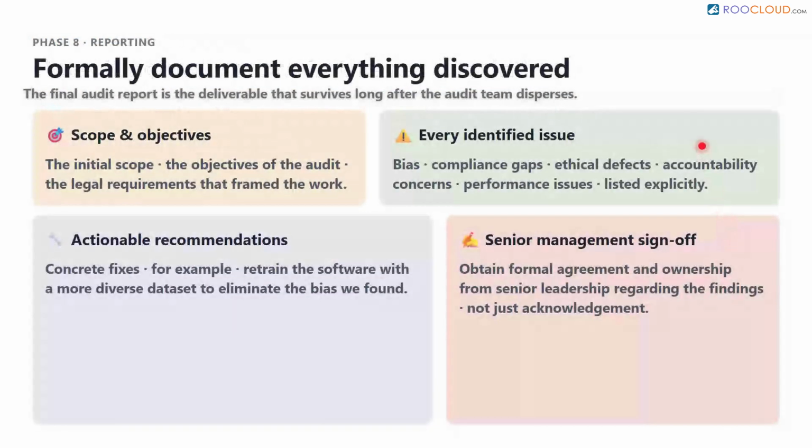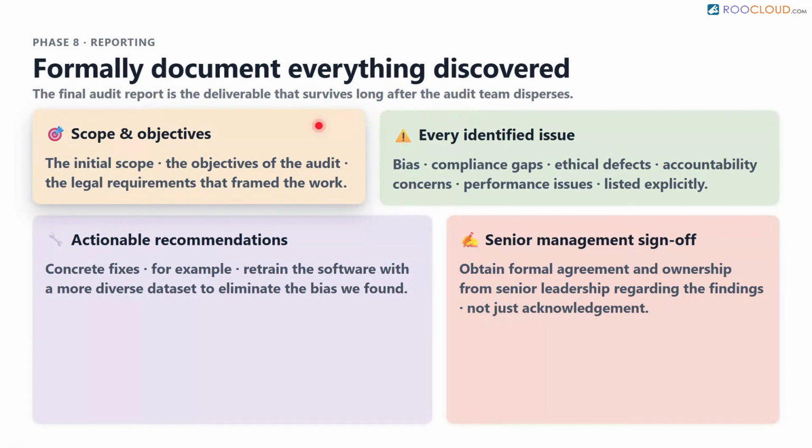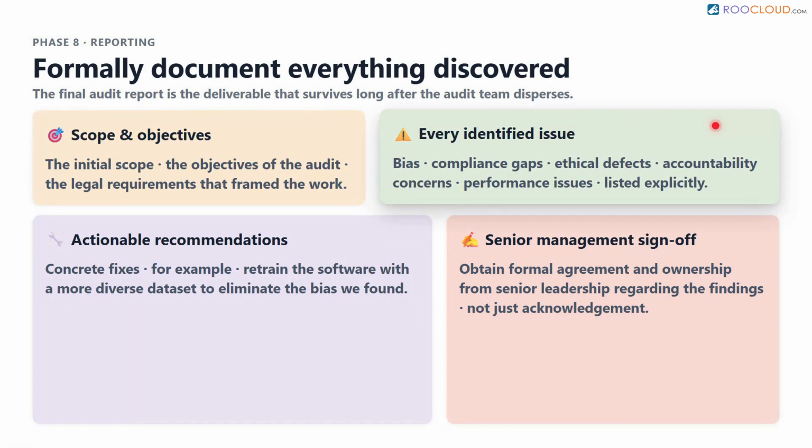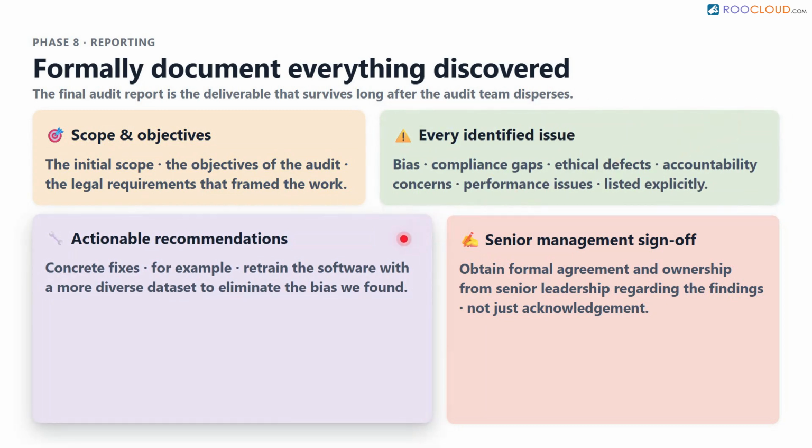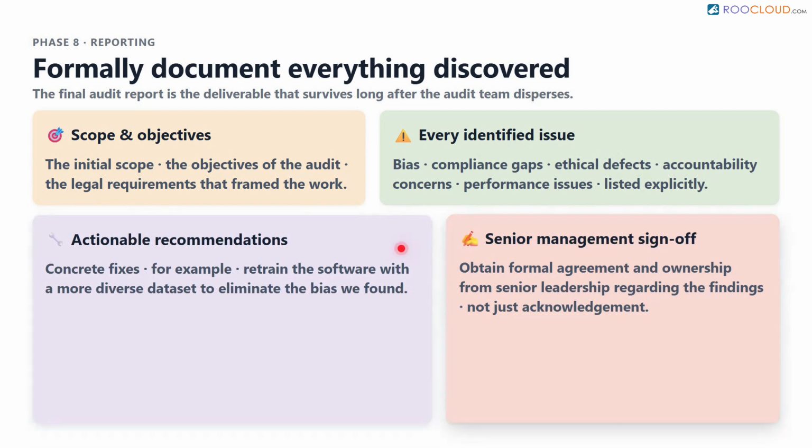The 8th step is reporting. This is where we formally document absolutely everything we discovered during the investigation. The final audit report details the initial scope, the objectives, and the legal requirements. It explicitly lists every identified bias, compliance gap, ethical defect, accountability concern, and performance issue. Crucially, it must include actionable recommendations, like instructing the team to retrain the software with a more diverse dataset to eliminate the bias we found. Finally, we must obtain formal agreement and ownership from senior management regarding these findings.